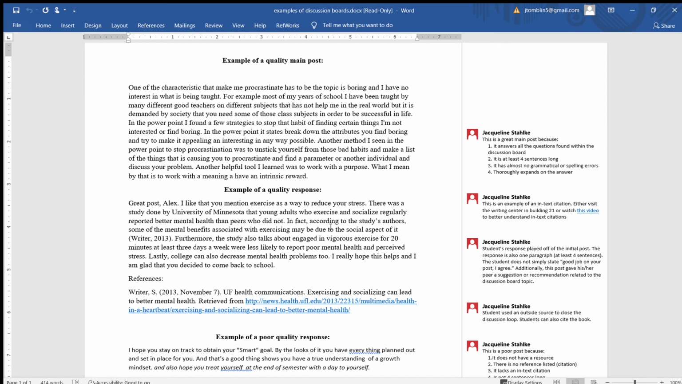On this post, you can see that this person thoroughly went into great detail about what I'm asking in the discussion question. It's at least 4 sentences long, has almost no grammatical or spelling errors. It thoroughly expands on the answer, and it answers all of the questions found within the discussion board.